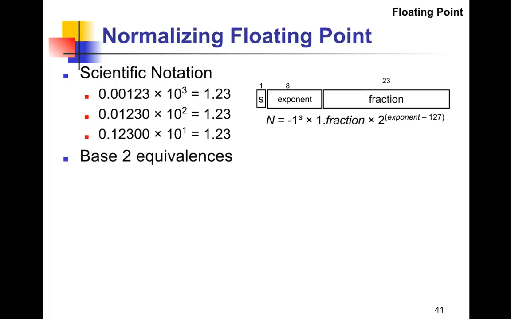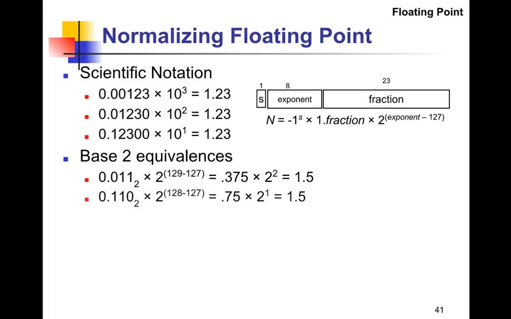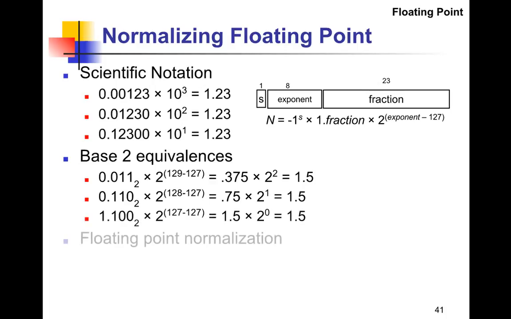So let's look at that same kind of thing in base 2. 0.011 in base 2 times 2 to the 129 minus 127 is 0.375 times 2 to the 2, which is 1.5. So you take this 0.011 and you turn it into 0.375, and you can also shift the thing over one more and so on, in a similar way, just like we did in base 10.